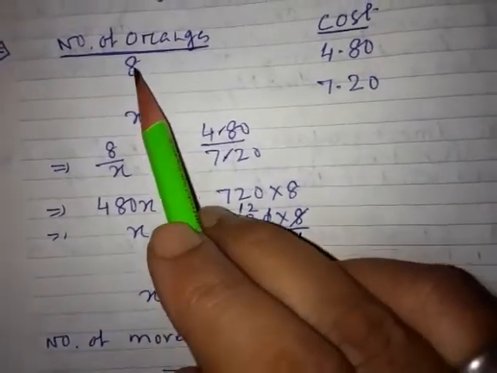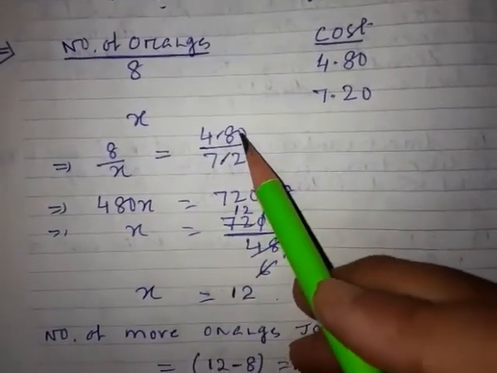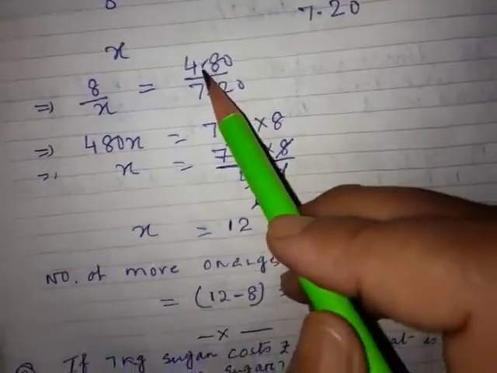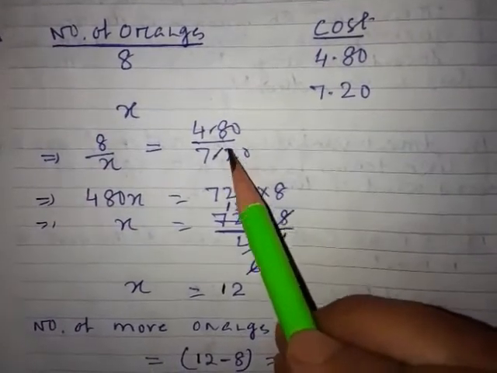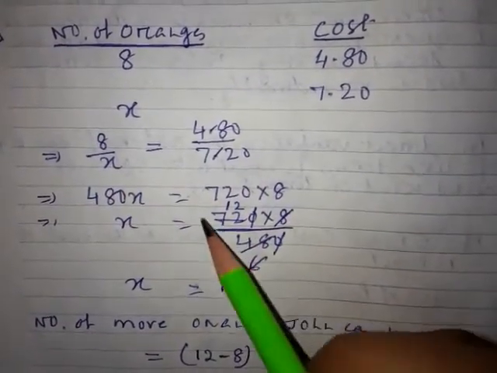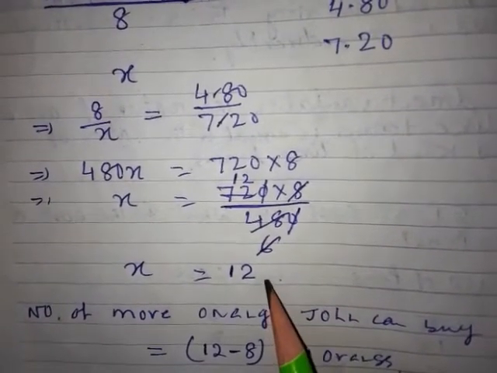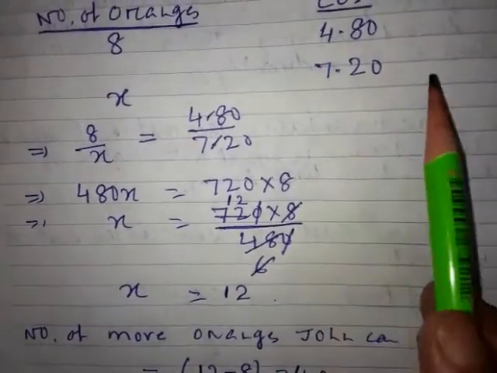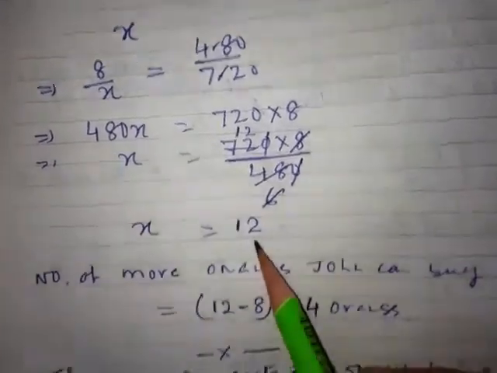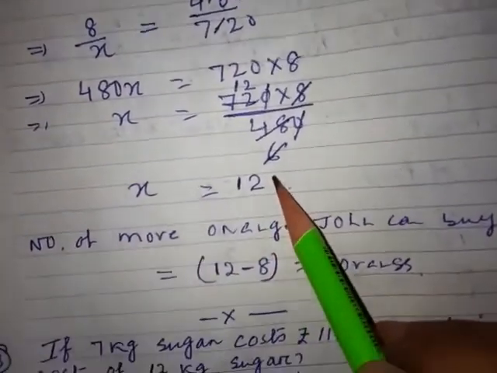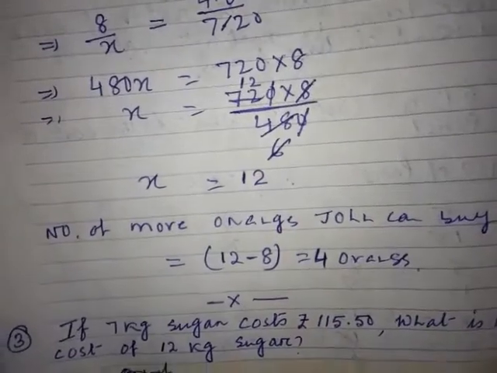Now it is a direct variation. The ratio of the first quantities is equal to the ratio of the second quantities. So 8 by x equals 4.80 by 7.20. Here up there are 2 digits after the decimal, and here down also 2 digits after the decimal. So you can cancel the decimals. After cancelling it, do the cross multiplication. Will you be able to find the value of x or not? What is the value of x? 12. So how many oranges can you buy for rupees 7.20? 12 oranges. The question asks how many more. So John can buy how many oranges? 12 oranges. And Mohan bought earlier how many oranges? 8 oranges. How many more? 12 minus 8 equals 4. It is very much clear to you.